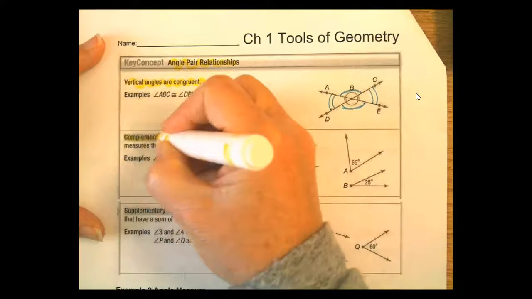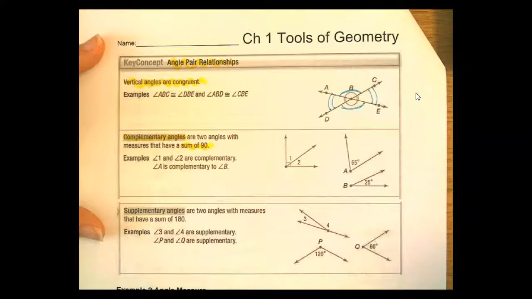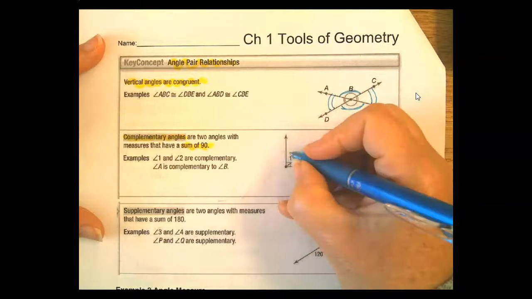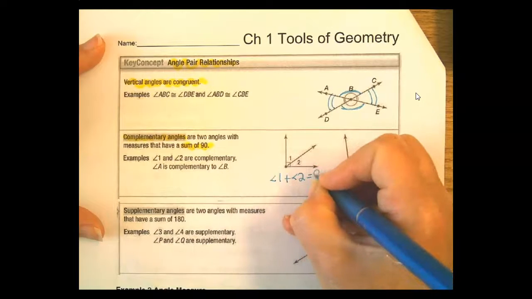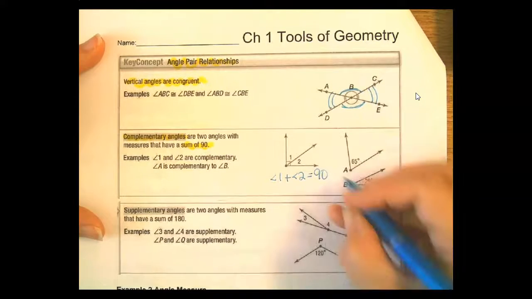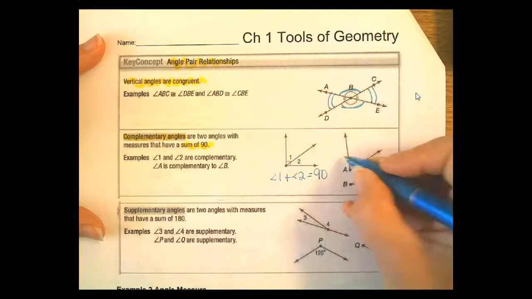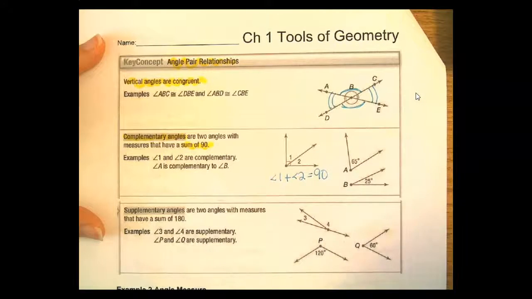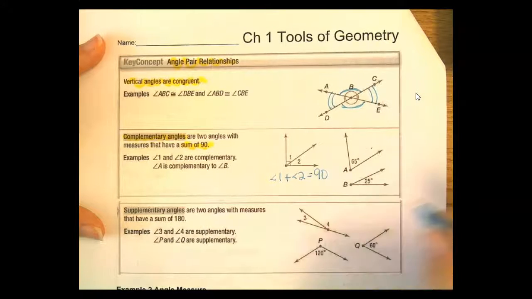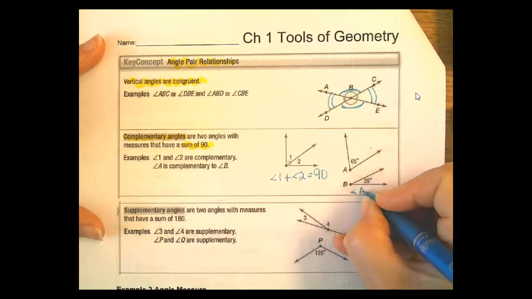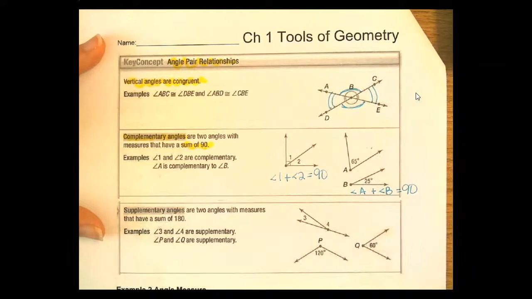Complementary angles, I think you've done that in the past. The sum is equal to 90. So angle 1 plus angle 2 equals 90. They could be together, so they could be adjacent, or they can be separated. Either way you can say these two are also complementary, as long as angle A plus angle B equals 90.